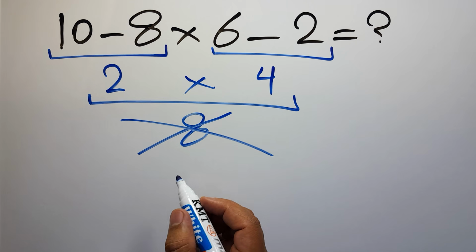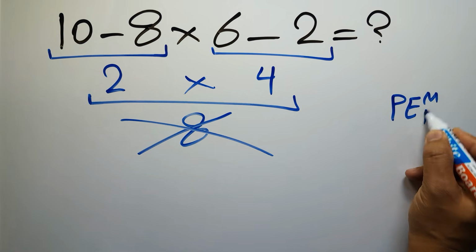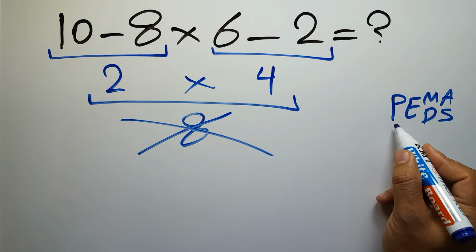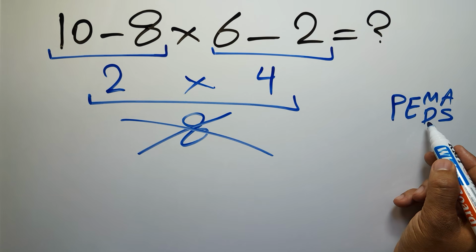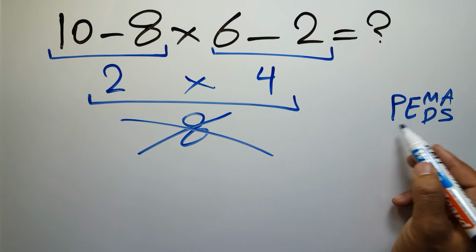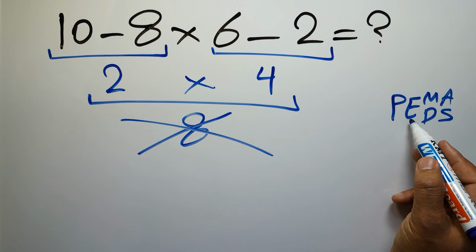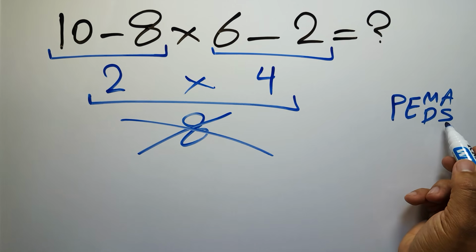Because according to the order of operations, which is PEMDAS, P stands for parentheses, E stands for exponent, M and D stand for multiplication and division, and A and S stand for addition and subtraction. First we have to do parentheses, then exponent, then multiplication or division, and finally addition or subtraction.